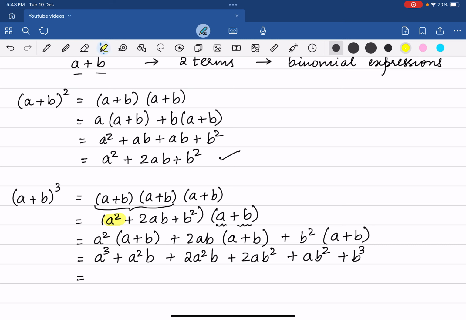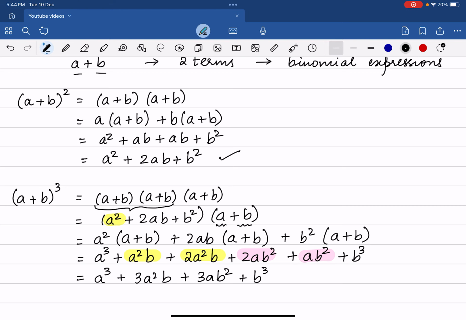So I'm going to collect the like terms: a square b, those are like terms. Similarly, ab square and ab square, those are also like terms, which means a square b plus 2a square b makes it 3a squared b, and 2ab square plus ab square makes it 3ab squared, plus b cubed. So that is the expansion of a plus b the whole cubed.